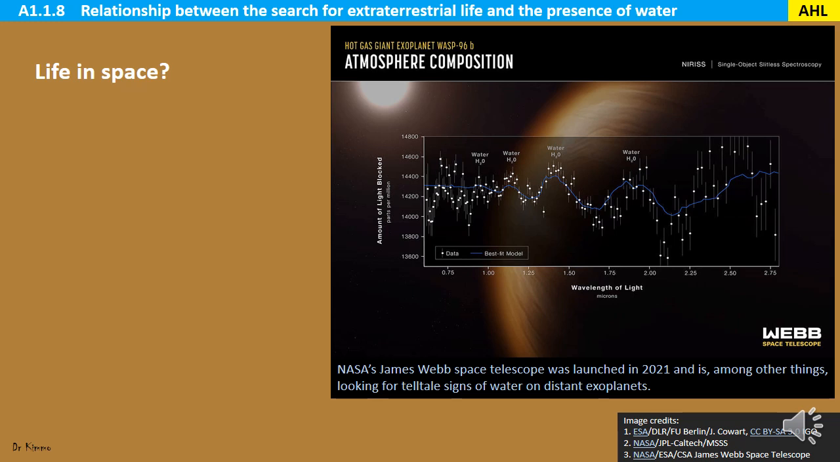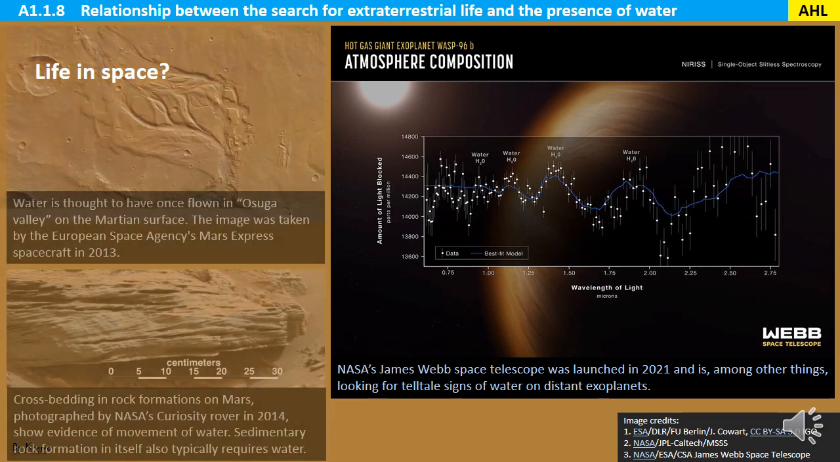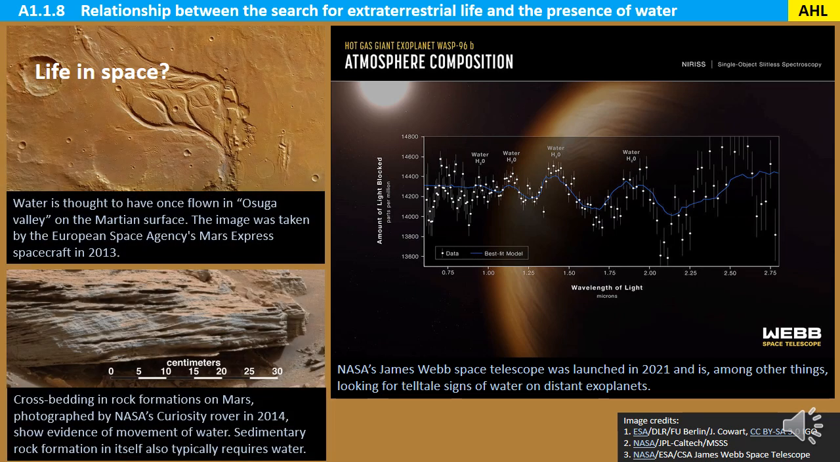Closer to Earth, on Mars, water is thought to have once flowed in, for example, the Osuga Valley on the Martian surface, which really looks like a river delta. Also, cross-bedding in rock formations on Mars shows evidence of movement of water. And sedimentary rock formation in itself also typically requires water.